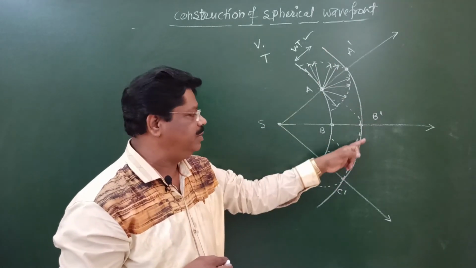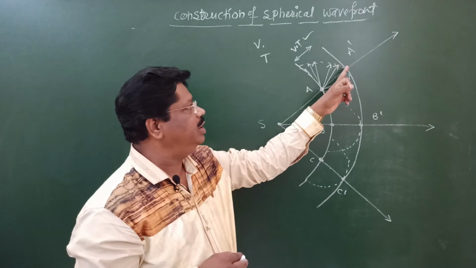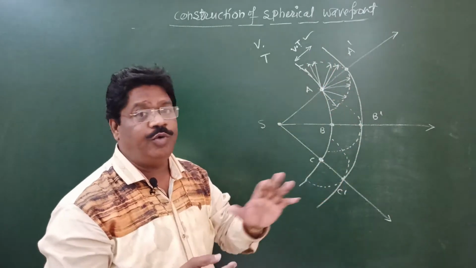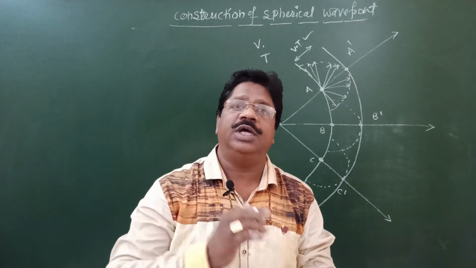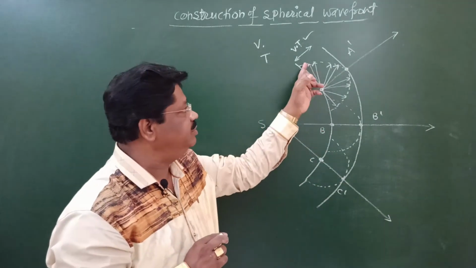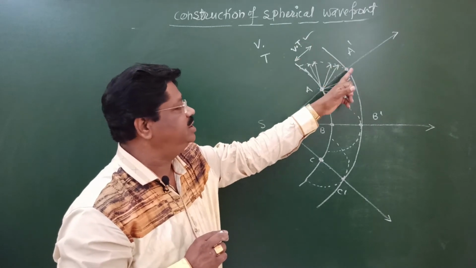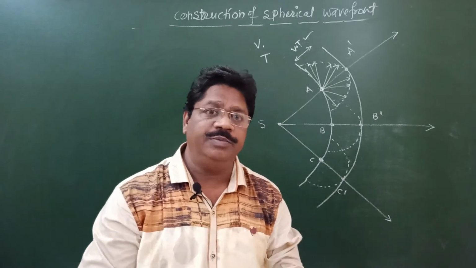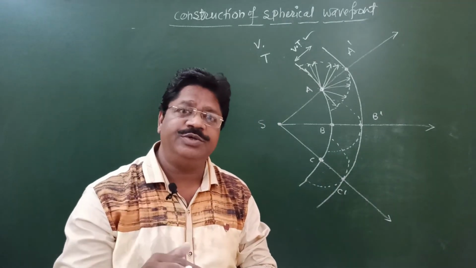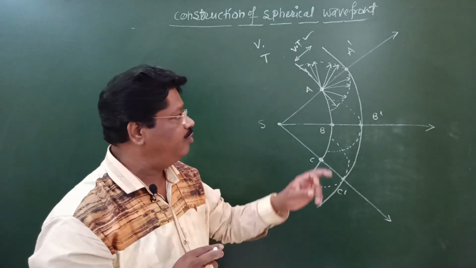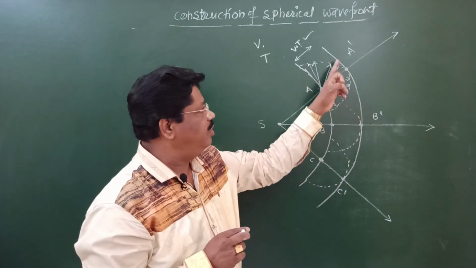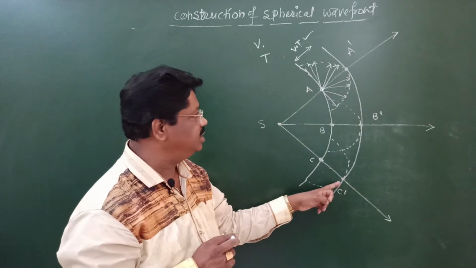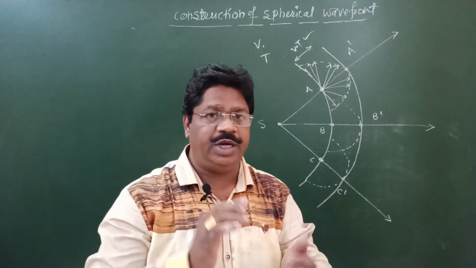Therefore, the envelope joining the points A dash, B dash and C dash is the new wave front obtained after time t. All these waves cover a distance v into t, and this is the construction of the spherical wave front. That means the position of these wavelets after time t is determined by the wave front A dash, B dash, C dash.